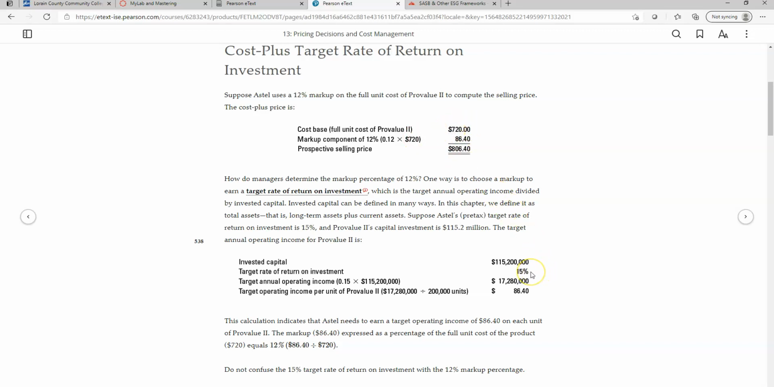However, do not confuse the rate of return on investment, which we calculate as a percentage of the total invested capital, the target rate of return on investment, 15%, with the markup component.